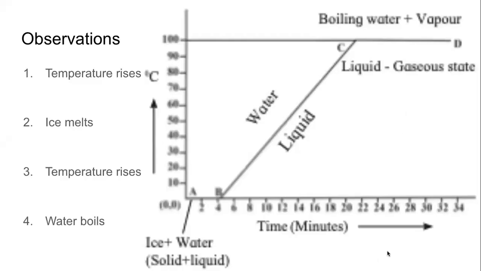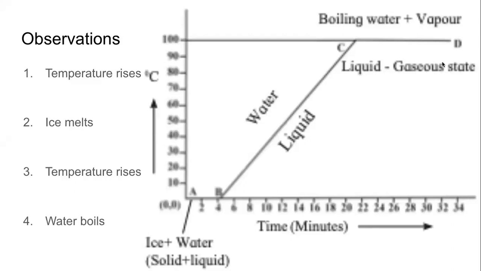So this, I've already explained. When we are taking ice in a container, we are constantly measuring its temperature and we are constantly heating it. First, what happens is the temperature rises, the temperature of the ice increases. This is the first part of the graph. Second, what happens is ice melts. There is no change in the temperature. Then what happens is the temperature rises of what? Of water. There is no ice now.